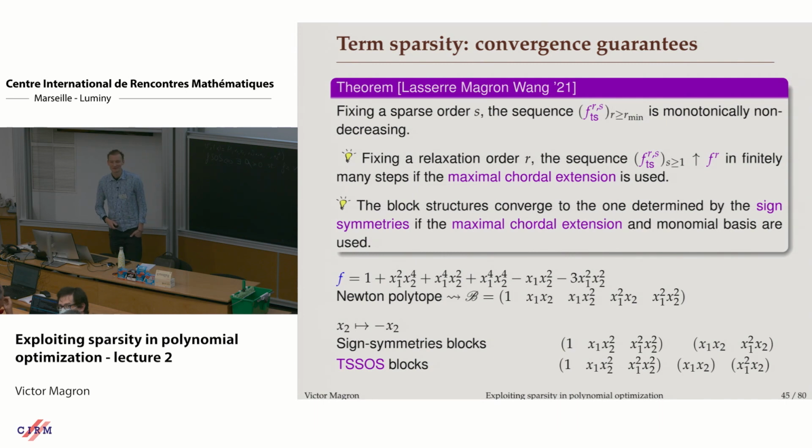Yeah. But this is only true if you start from the monomial basis, that you get the sign symmetry structure. If you start from another basis, so this vector of monomials given by the Newton polytope, you can have a sparser thing. So here you have the same block of invariant guys, but then you split the equivariant into 2 blocks.